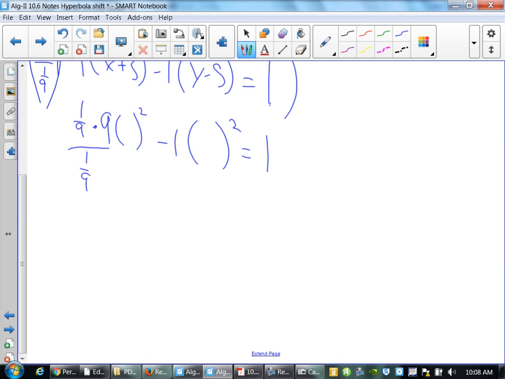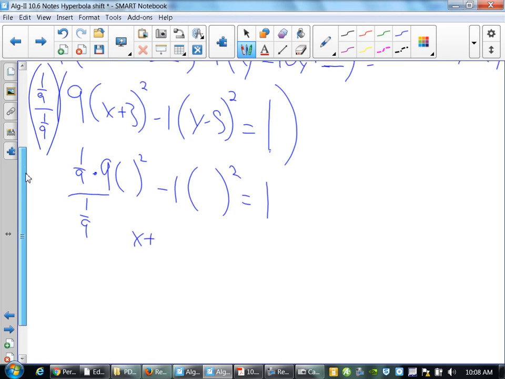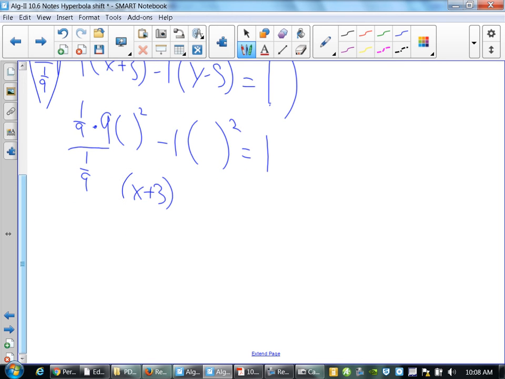So you wind up with x plus 5, or x plus 3? But when you're dividing by a fraction, we can do it like this.